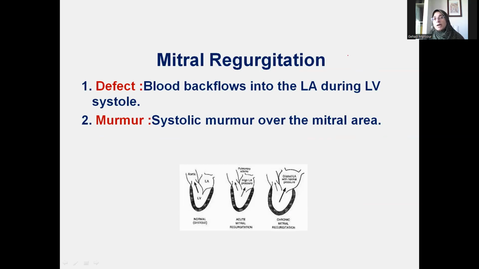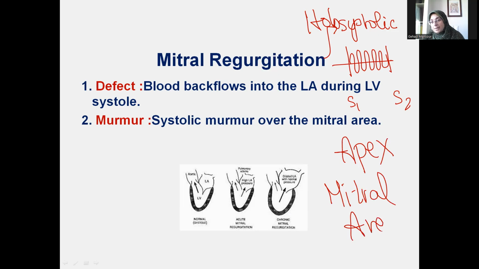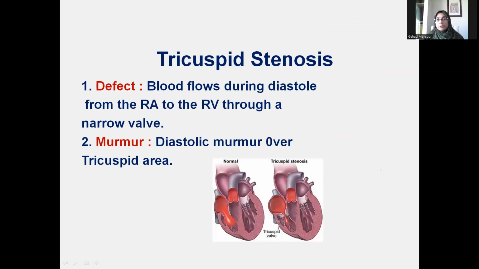Mitral regurgitation, on the other hand, would occur during systole. So it is a systolic murmur, and it occurs during the whole systole. So it is a hollow systolic murmur, meaning that it lies between S1 and S2, and it occupies the whole duration of systole. And again, it is best heard at the apex, which we also call the mitral area. So you might call it apex, or you might call it the mitral area.